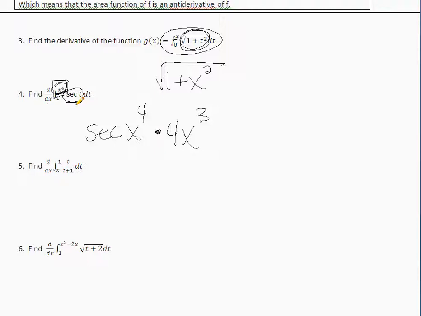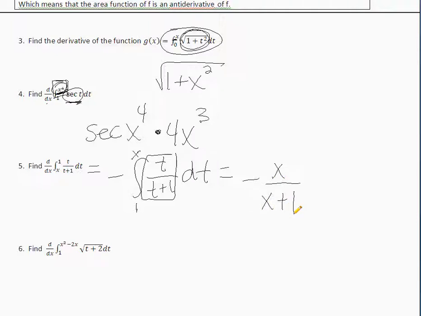Okay, next one, what if x is down here? I don't want to go from x to 1, I want to go from 1 to x. From before, we know that I can just switch that by making it negative. So this is the same thing as the opposite, from 1 to x of t over t plus 1 dt. Now apply the rule. The derivative of an integral is just equal to the function, plug in x. So it would be negative x over x plus 1.